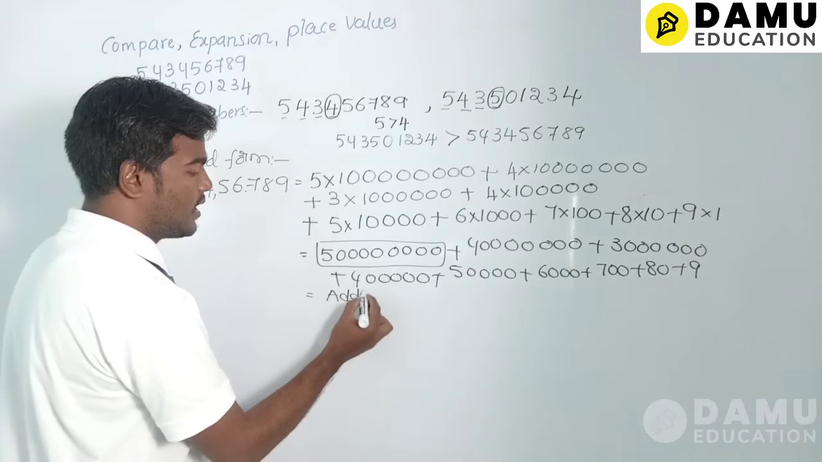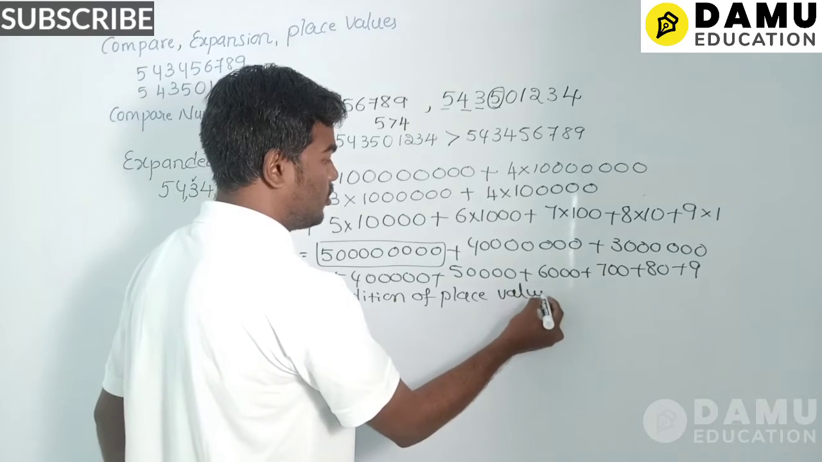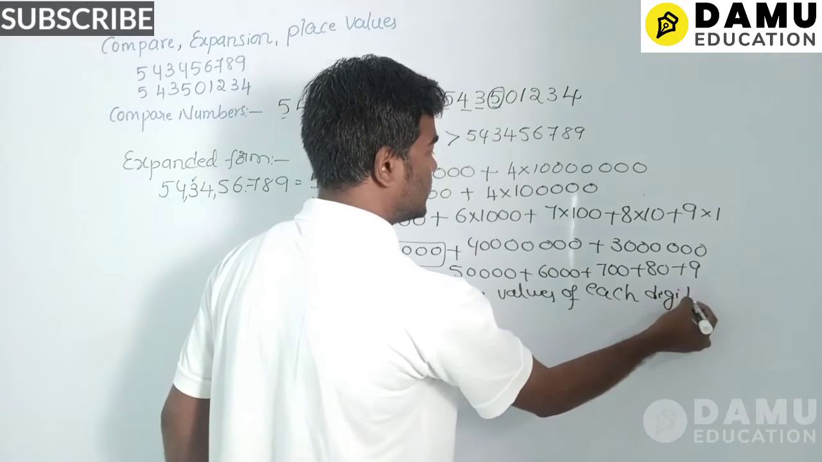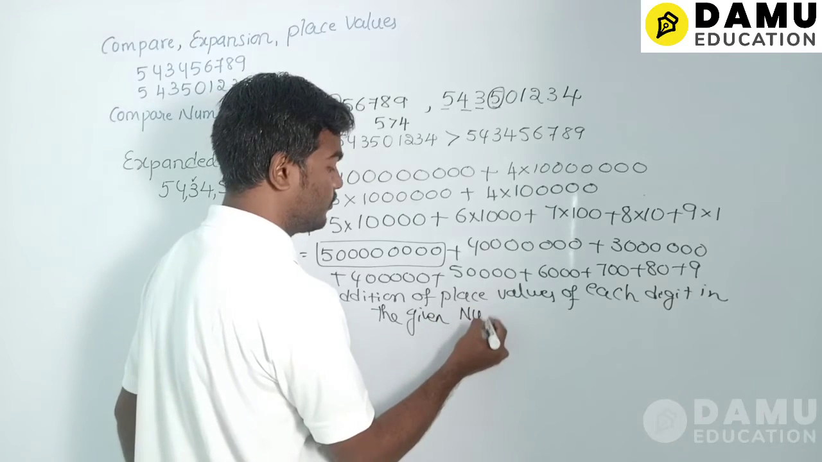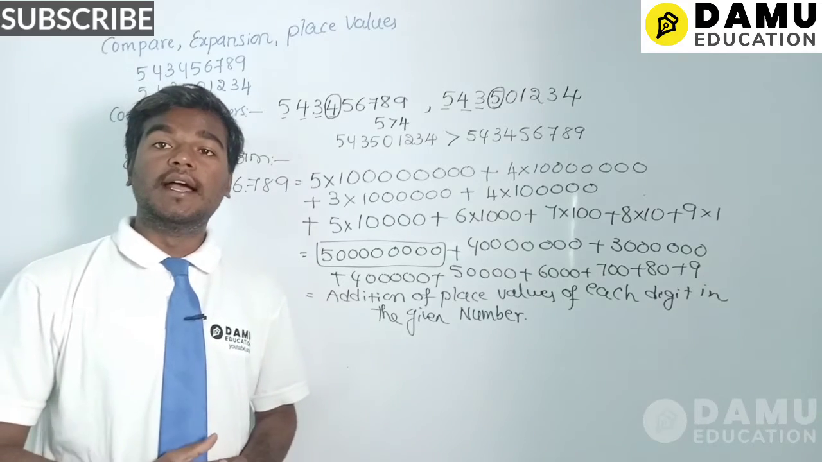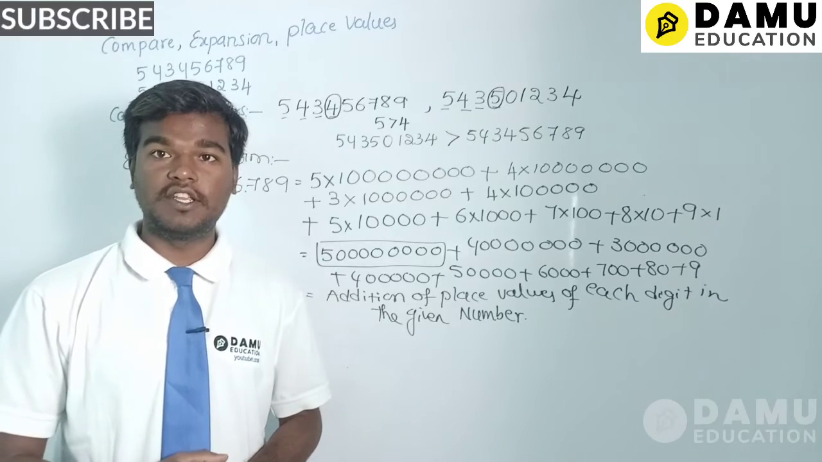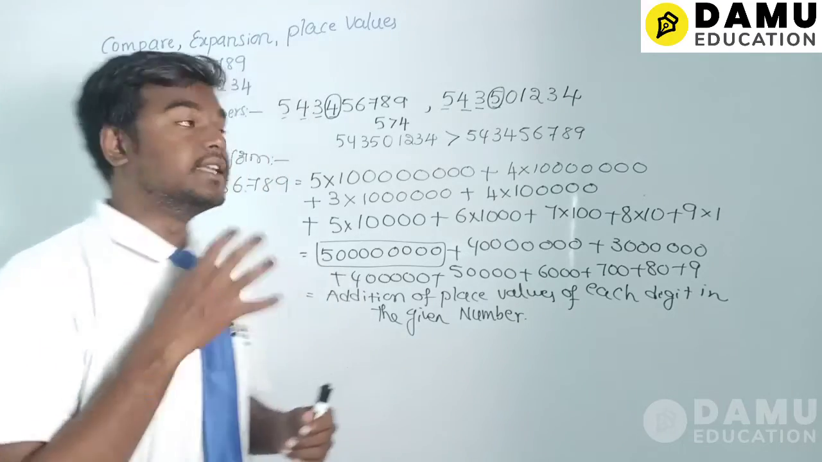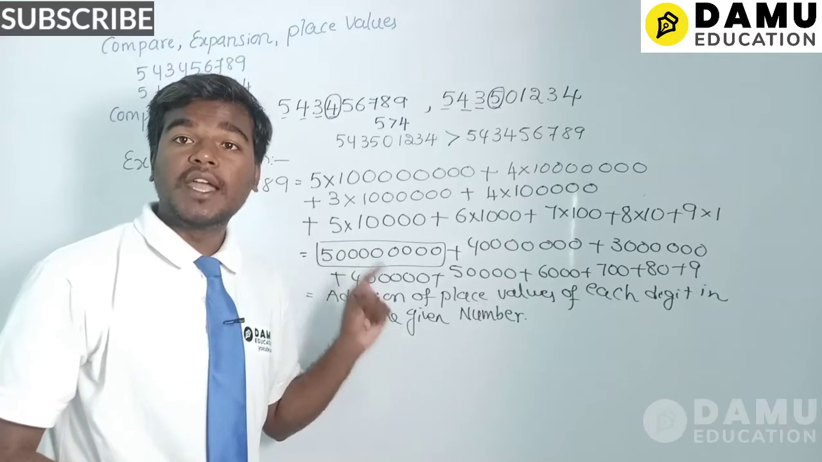So what you can say, addition of place values of each digit in the given number. So what is the definition of expanded form? It is the addition of place values of each digit in the given number. You can define it like this. So what is the expanded form of any given number? The addition of place values of each digit in the given number.